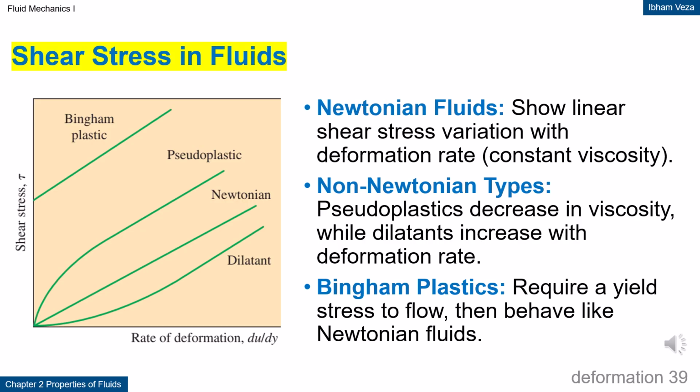Shear stress in fluids. Newtonian fluids show a linear relationship between shear stress and deformation rate. Non-Newtonian fluids exhibit more complex behavior, such as pseudoplastic and dilatant behavior. Bingham plastics require a yield stress before they start to flow. This classification is important in many industrial applications. By understanding the fluid type, the correct flow model can be selected.